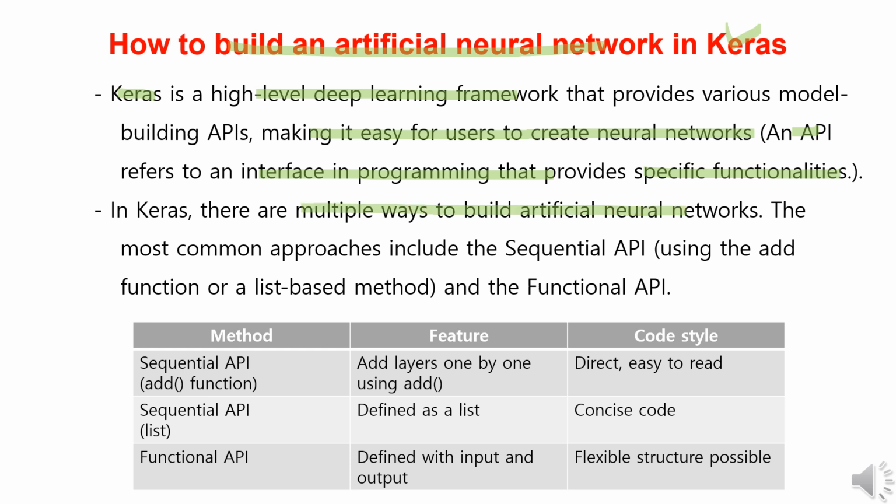The sequential API is a way of stacking layers step by step, and it can be implemented in two ways, using the add function or with a list. Another method is the functional API, which allows you to build more complex and flexible neural network structures. This table summarizes the features and code styles of each method.